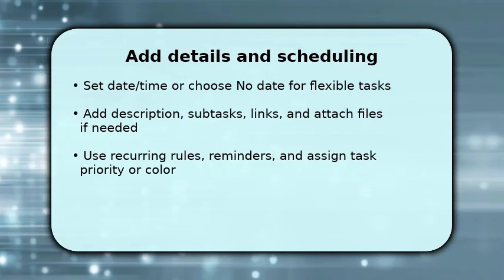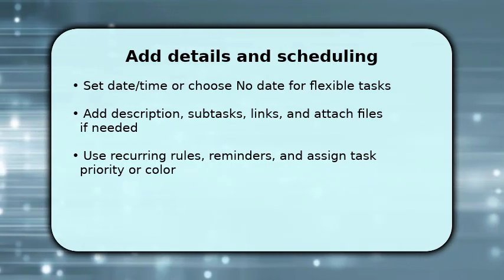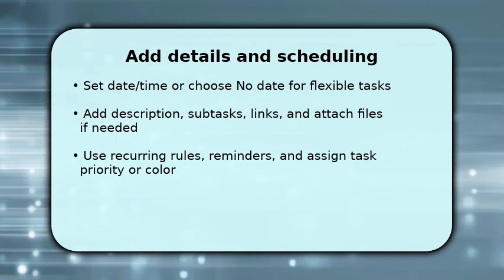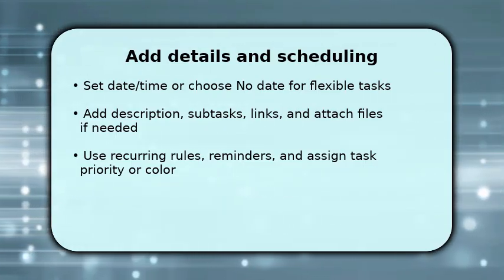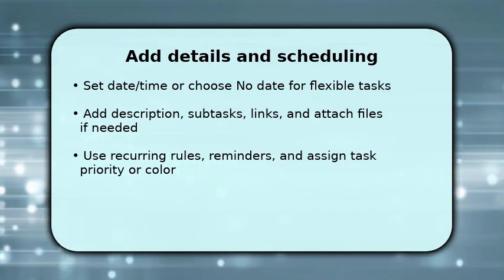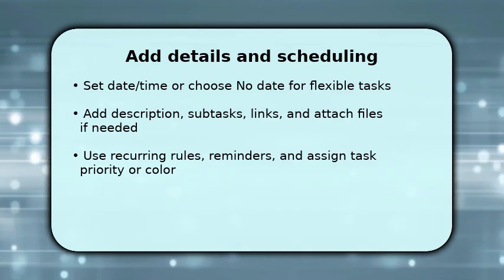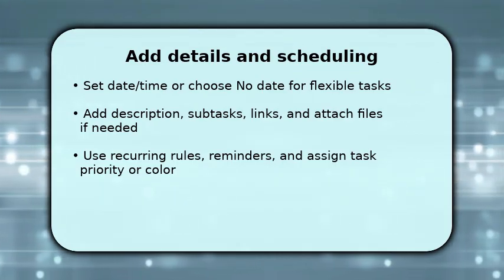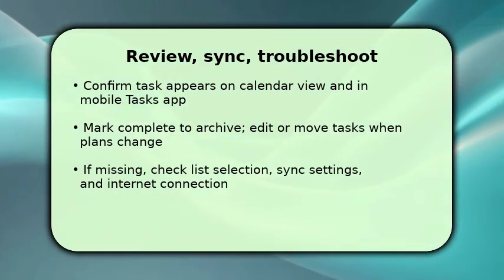Once done, set a specific date and time, or leave it undated for flexibility. Recurring rules are useful for repeating work. Make sure to add a reminder so Calendar notifies you at the right moment. You can also use color or labels to indicate priority and group-related tasks, which makes scanning your schedule much faster and clearer. Finish by reviewing that the task shows on your calendar and in the mobile Tasks app.